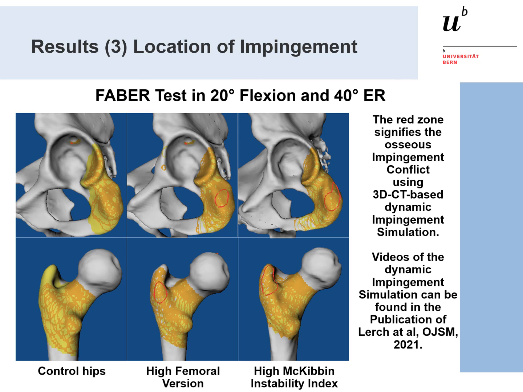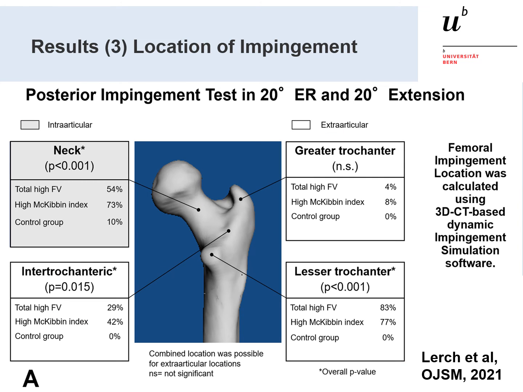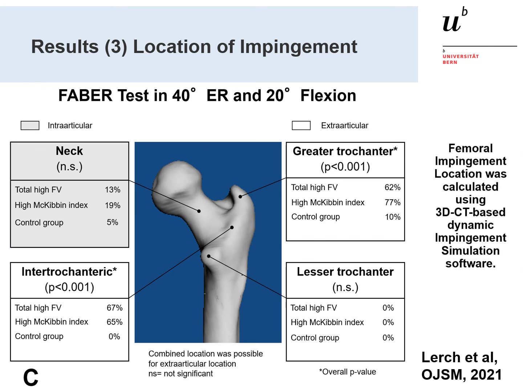In contrast, here during the FABER test, we see that the hips with high femoral version had the impingement conflict on the intertrochanteric area and the greater trochanter. These are the results shown for the location of impingement. We see that hips with high femoral version had a significantly increased prevalence of extraarticular impingement on the intertrochanteric area and on the lesser trochanter. And this is shown for the FABER test.